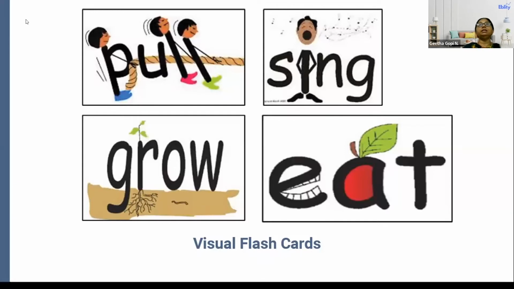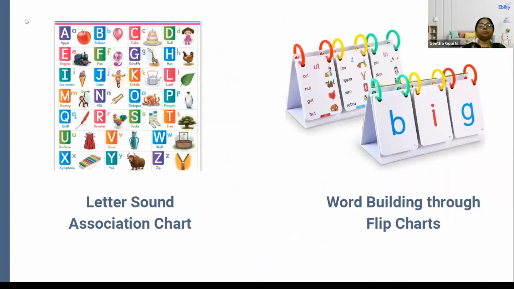You can also get children to act this out. So for example, when they read the word eat, what they've seen on the flashcard, they can actually role play it and act it out. So that will also give a kinesthetic mode of learning.